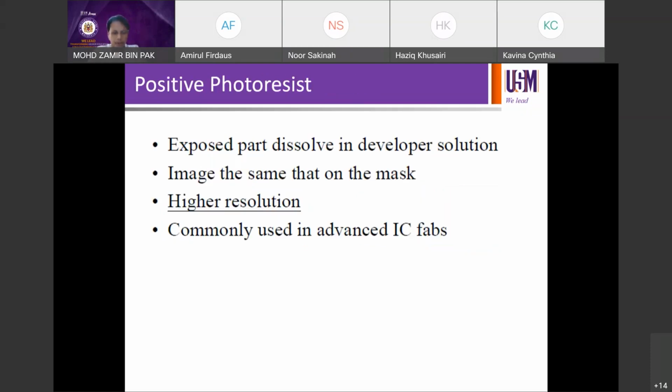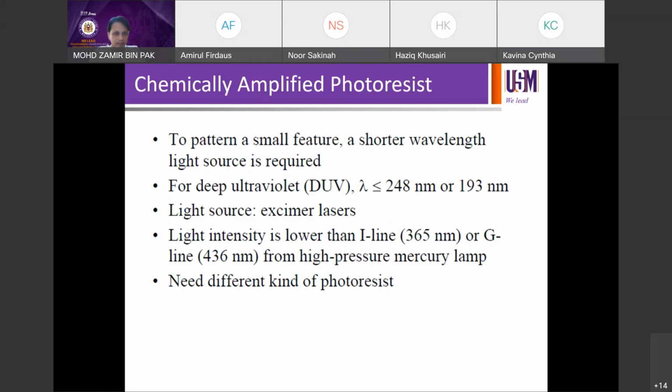Positive resist, exposed part dissolved in the developer solution. We discussed this one a couple of times. Image the same as that on the mask. Yep, we want to print exactly the same circuits on the mask. Higher resolution, commonly used in advanced IC fabs.